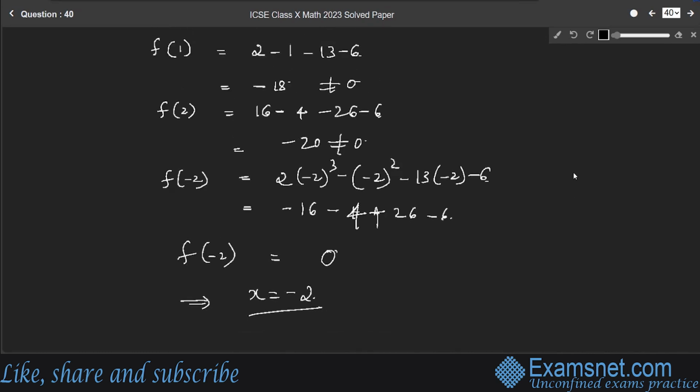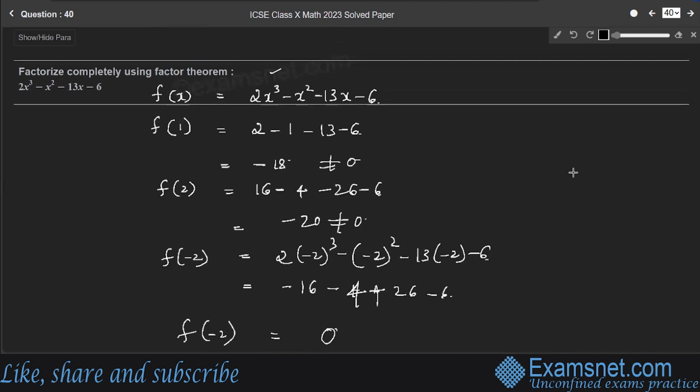So if x is minus 2, one of the factors of the given expression is x plus 2. Because x is minus 2, therefore x plus 2 will be equal to 0. This you have studied in the factorization method, particularly factorization of quadratic equations. So the given expression can be written as the product of x plus 2 into another factor.